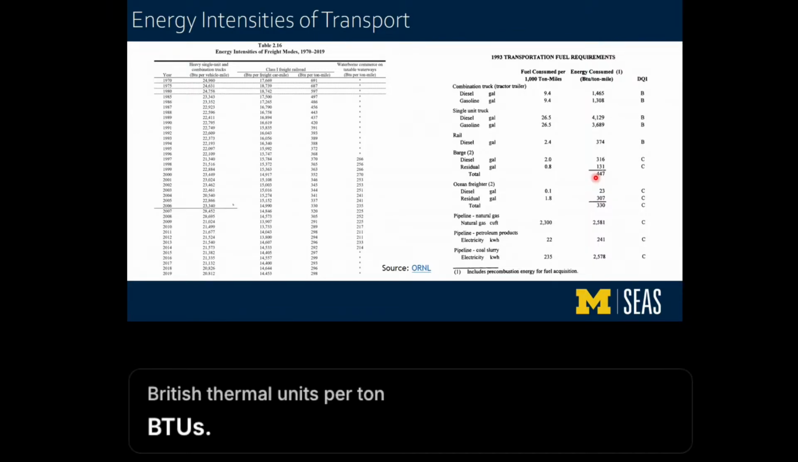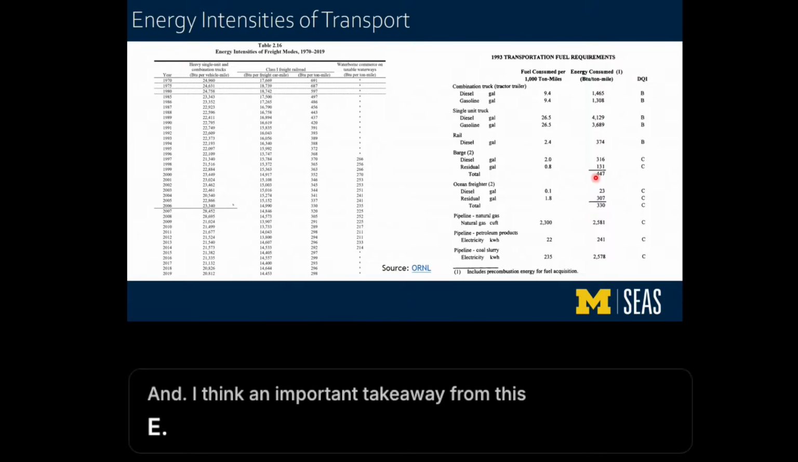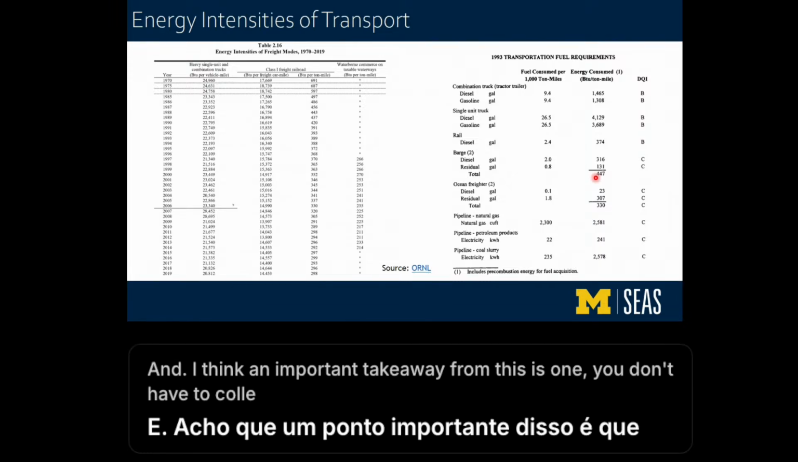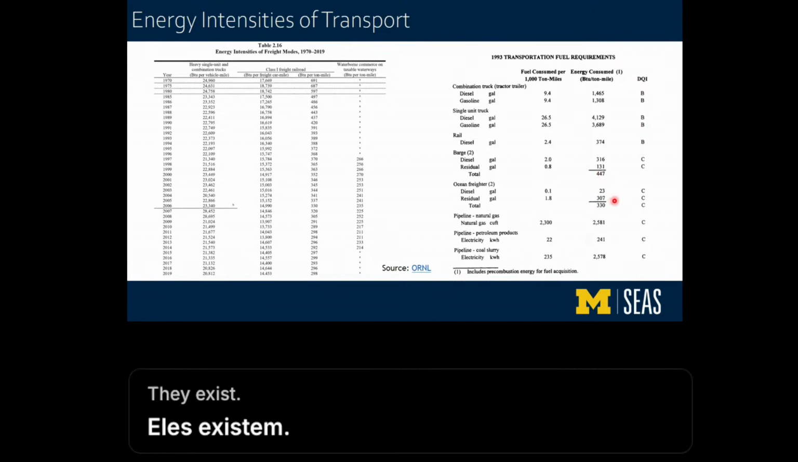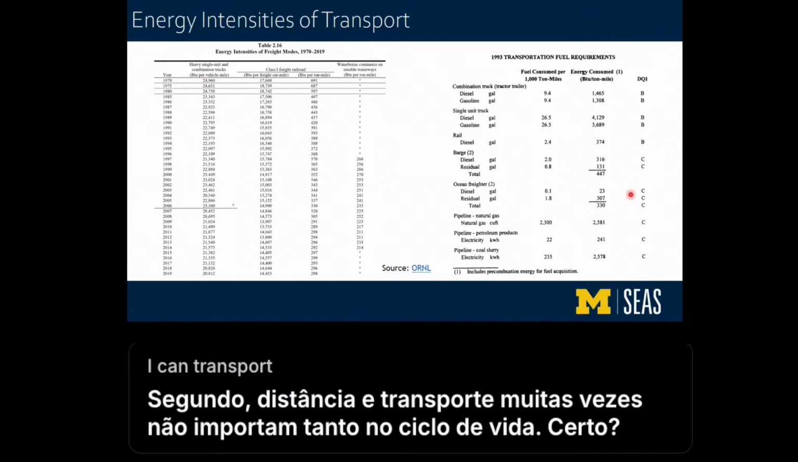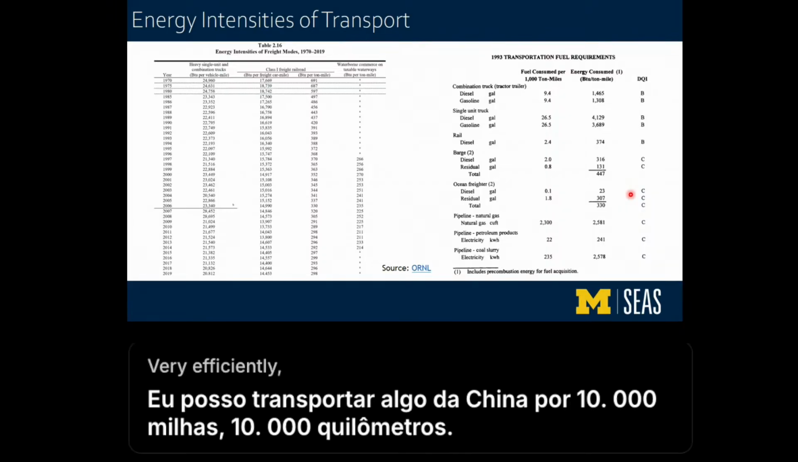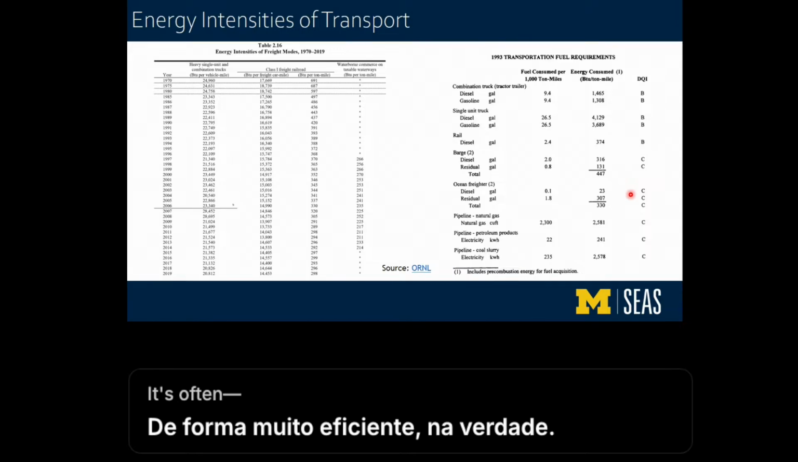And I think an important takeaway from this is, 1, you don't have to collect these data, they exist. 2, distance and transportation often don't matter that much in the life cycle, right? I can transport something from China 10,000 miles, 10,000 kilometers, very efficiently, actually. Transportation is usually not the most important driver of environmental impacts.